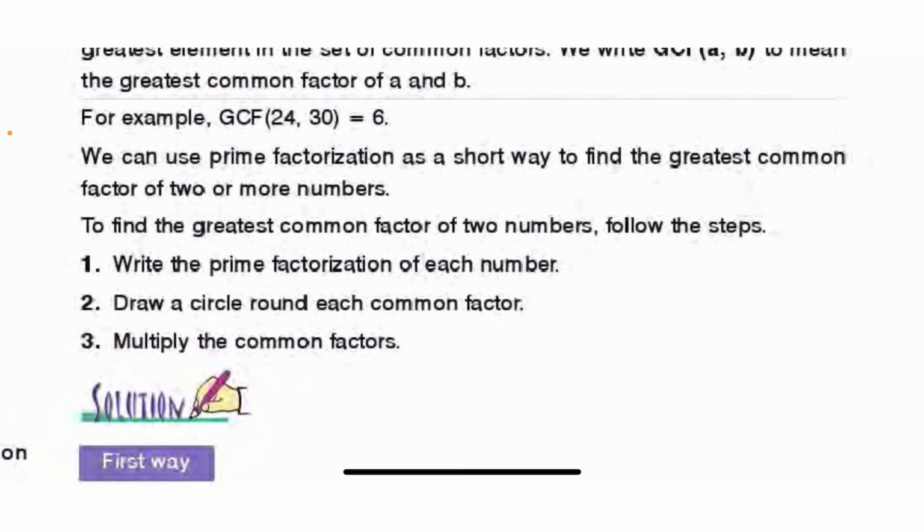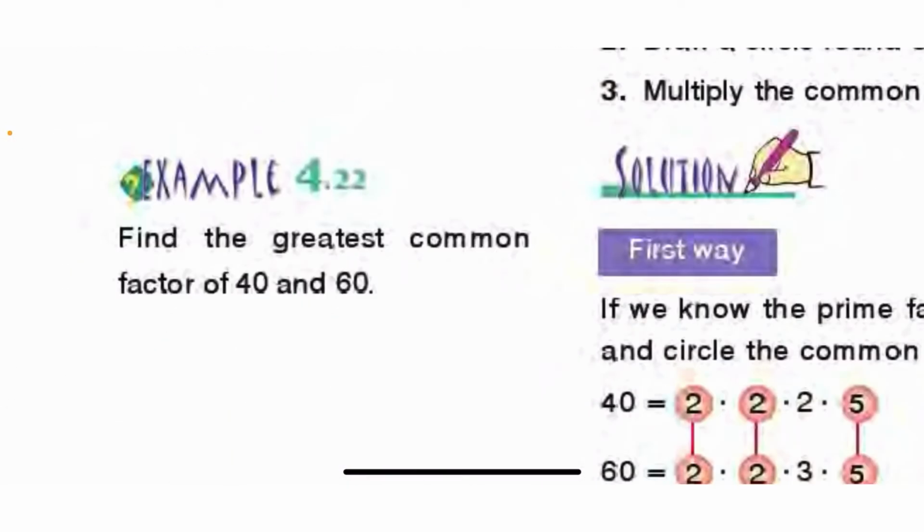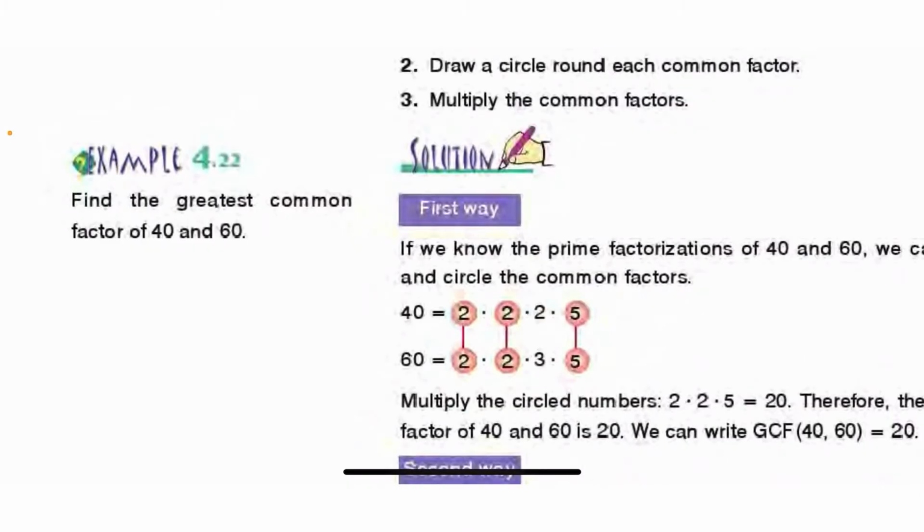We can use prime factorization as a short way. As we did in the last lesson, we factorized the given number into prime numbers, and we stopped there. So to find the greatest common factor of two numbers, we follow these steps. We write the prime factorization of each number, we draw a circle around the common factors, and we multiply them. For example, we have to find the greatest common factor of 40 and 60.